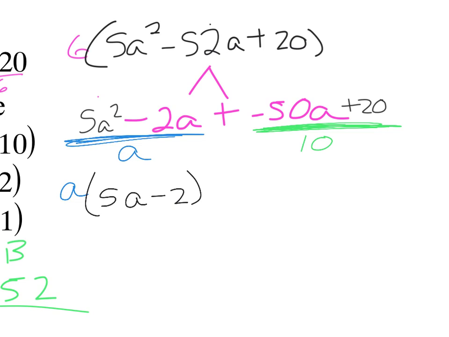Then I'm going to factor out the 10. Tell me if I need to slow down or anything. And so here you've got your negative 50A divided by 10, which means you'll have a negative 5A. And then 20 divided by 10 gives me plus 2.